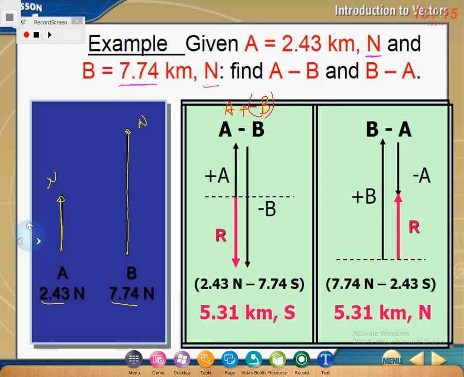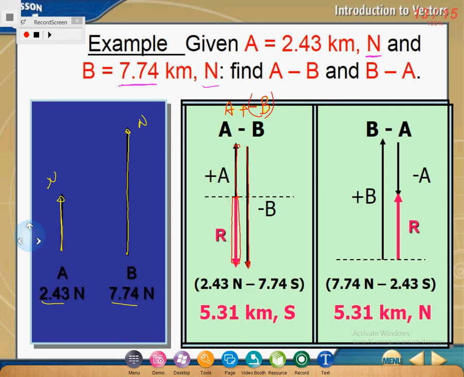This is B. I will change the direction. I will start from here. This is A. B going down. Can you tell me what's the difference between them now? The difference, exactly. This is R, the difference between them. R, this pink vector here.